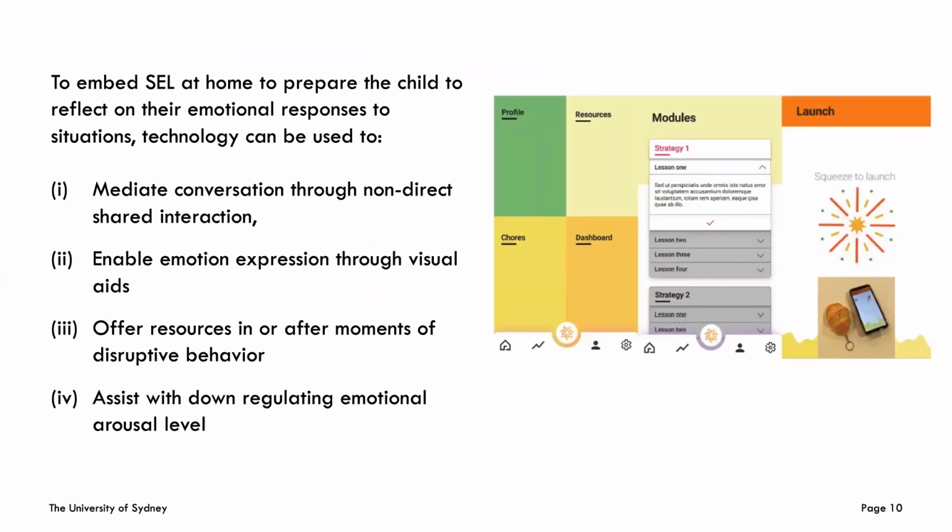We found that to embed social emotional learning at home to prepare the child to reflect on their emotional responses, especially to difficult situations, technology can be used to mediate conversation through non-direct shared interaction, enable emotion coaching expression through visual aids, offer resources in or after moments of disruptive behavior, and assist with downregulating emotional arousal level. In our paper, we present a speculative design involving a mobile phone. On this slide, you can see an example of that.